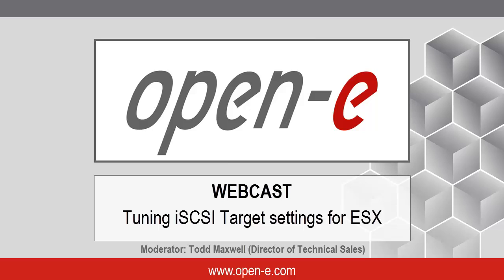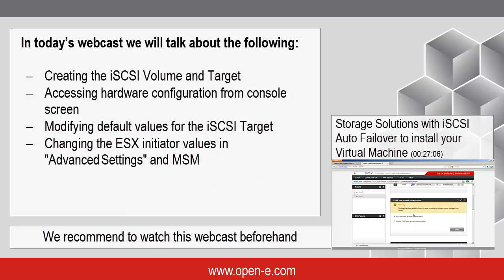As many of you know, we have some interesting topics. This one's kind of interesting because we've had a lot of customers that ask about the VMware settings, and we do have a link, but we wanted to create a video of it. So this is going to be about tuning iSCSI target settings for ESX.